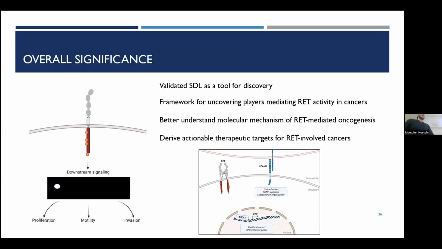So looking at the overall significance, the work I've done has put a small dent in that black box. However, it's served as an important validation that this SDL tool can actually be used to help identify some of those players within that black box that help RET transform these cells or mediate these oncogenic effects. And so by building this framework, we'll better understand molecular mechanisms of RET-mediated oncogenesis, and we'll potentially be able to derive actionable therapeutic targets for RET-involved cancers.